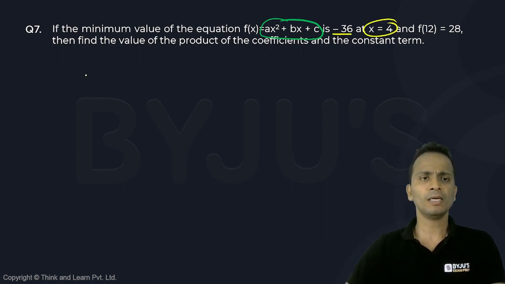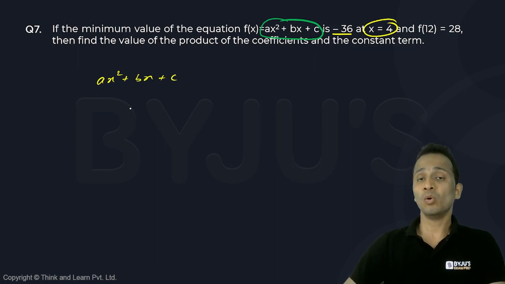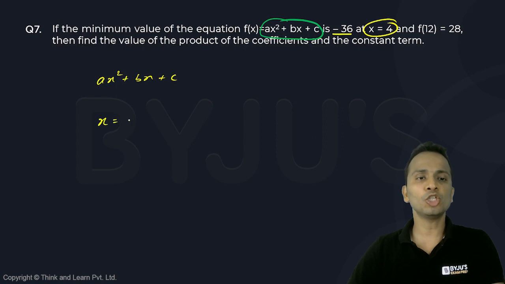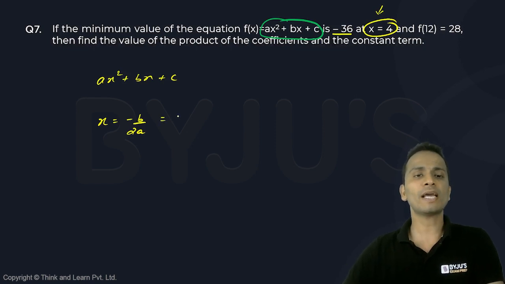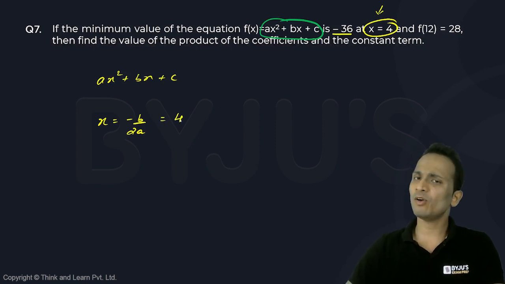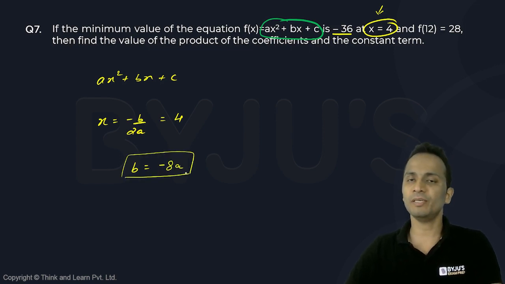to 4. Now, any quadratic expression of the form ax square plus bx plus c will attain its minima when x is equal to minus b upon 2a. Now, this is attaining its minima at x equal to 4. So, I can say that minus b upon 2a will be equal to 4. So, from here, I can get the value of b in terms of a. The value of b in terms of a will be minus 8a. So, this is the first relation that you can keep.